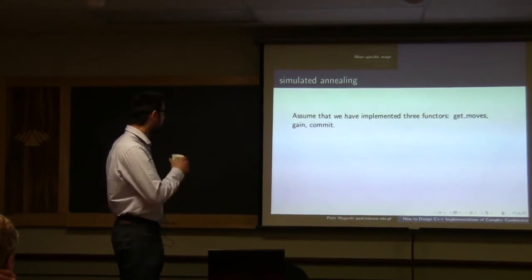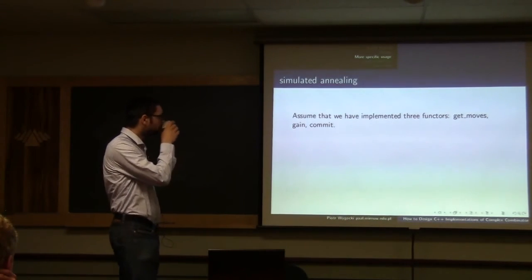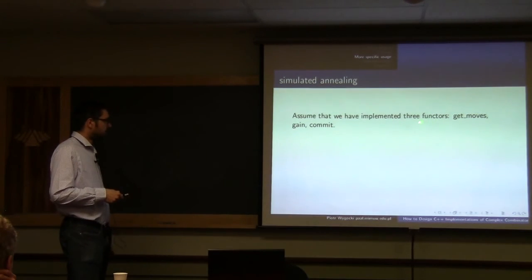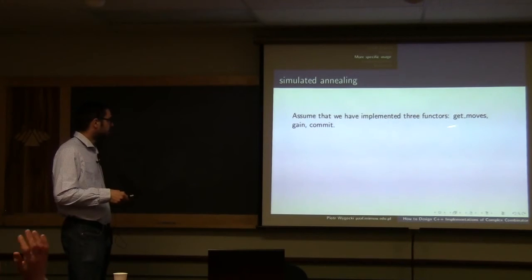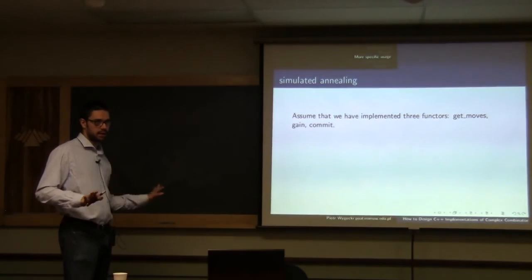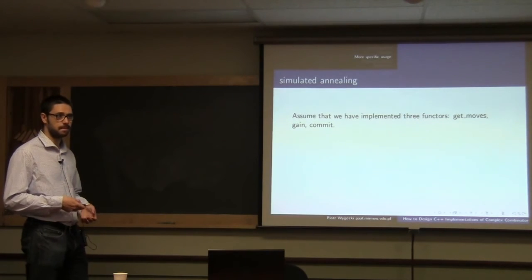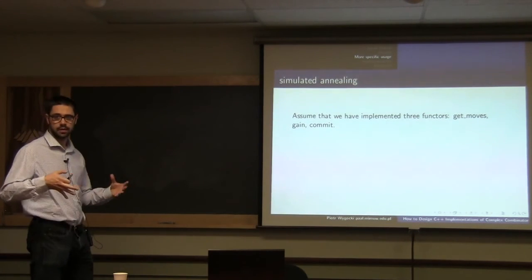We'll start with simulated annealing, and as always we assume that we implemented these 3 functors: get moves, gain, and commit. They are exactly the same as in previous cases, and we are just going to use them to write more complex algorithms.